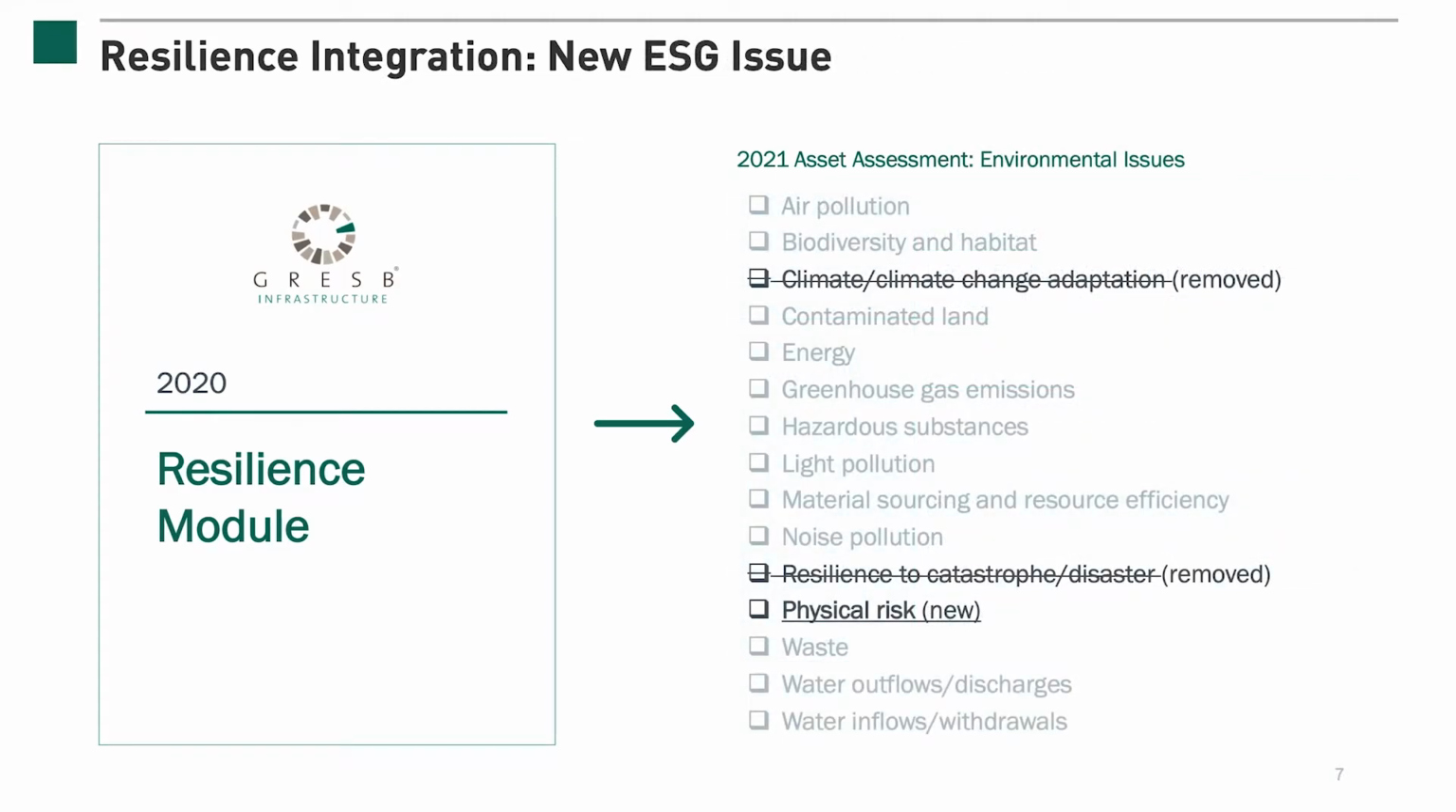As part of the resilience integration, the 2 ESG issues, climate change adaptation, and resilience to catastrophe disaster, have been merged into one new issue, physical risk.